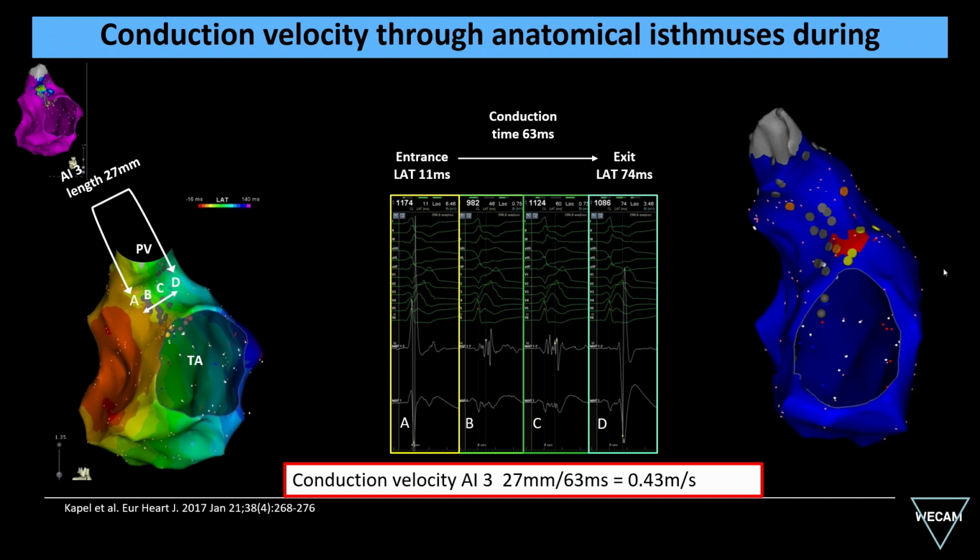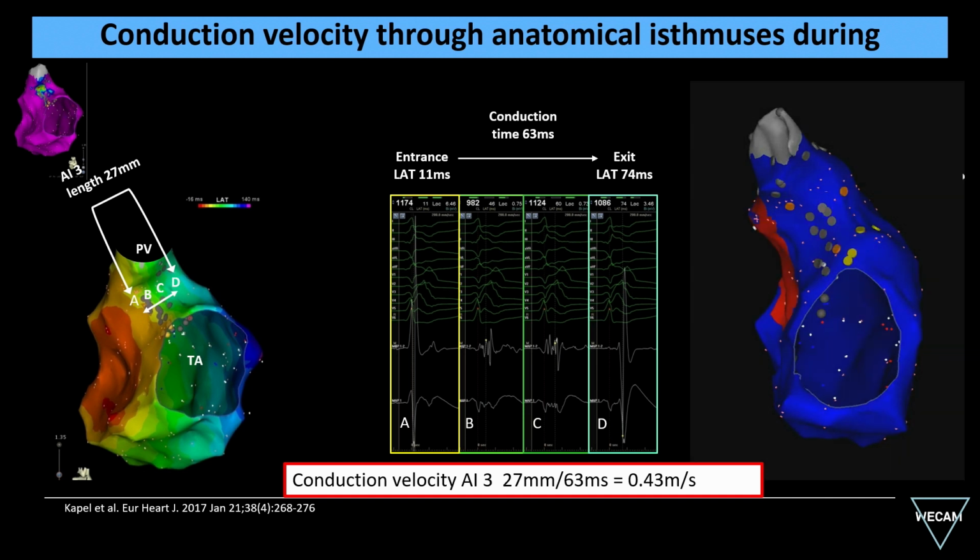But if you would like to calculate the conduction velocity, it's important to look at the normal voltage electrograms at the entrance and the exit, because here you can take the downstroke of the unipolar signal to annotate your local activation time. And then you measure at the entrance and the exit, and then you can calculate the time, you can measure the distance, and we have here a conduction velocity of 0.43 meter per second, which we consider abnormal.